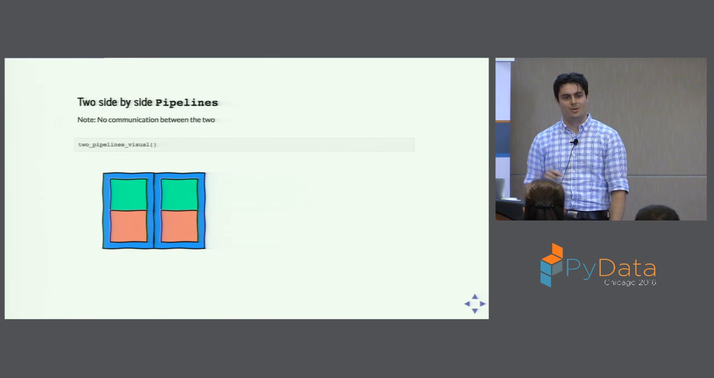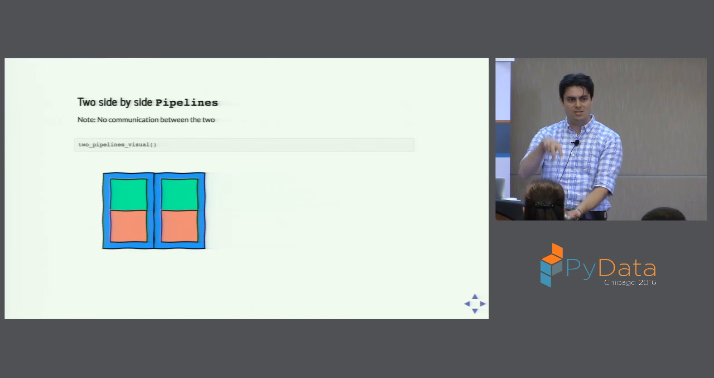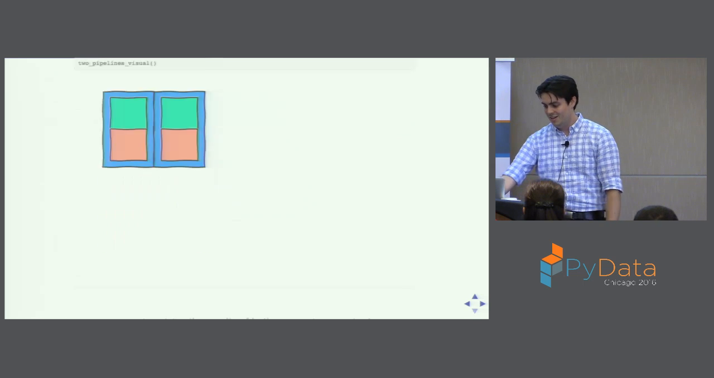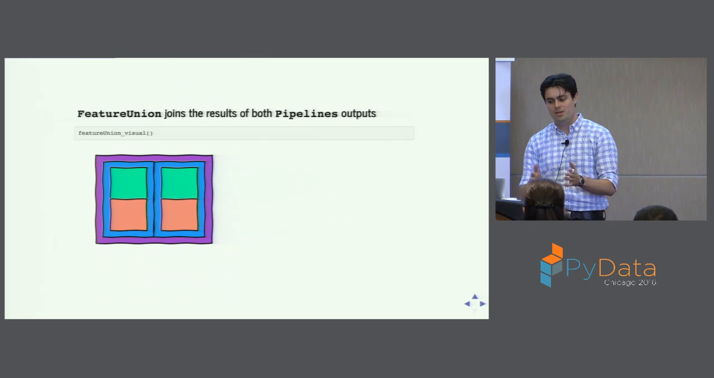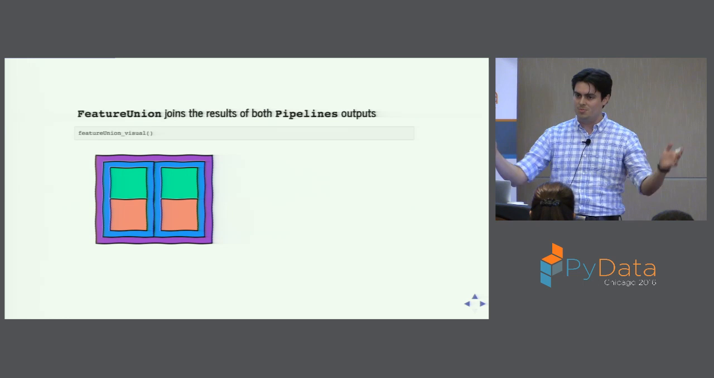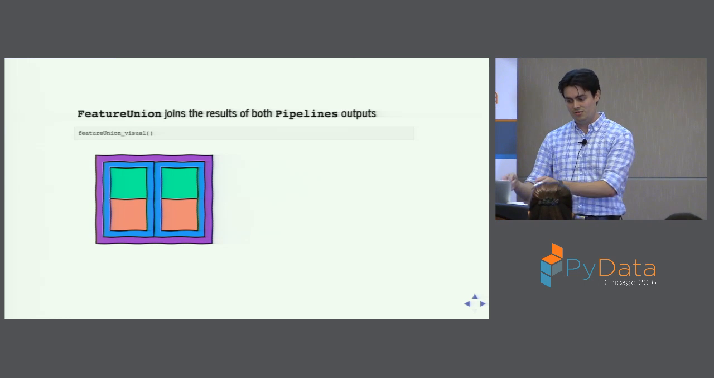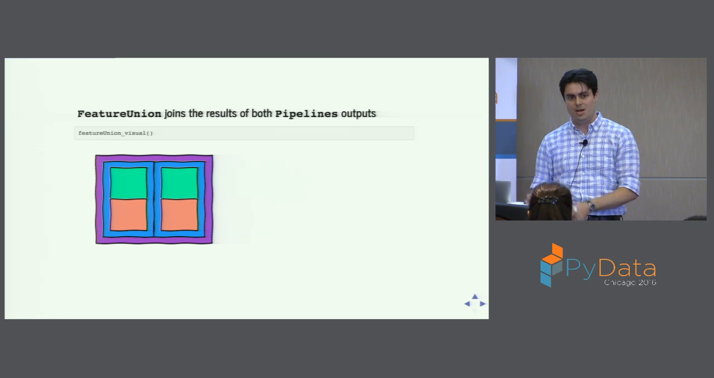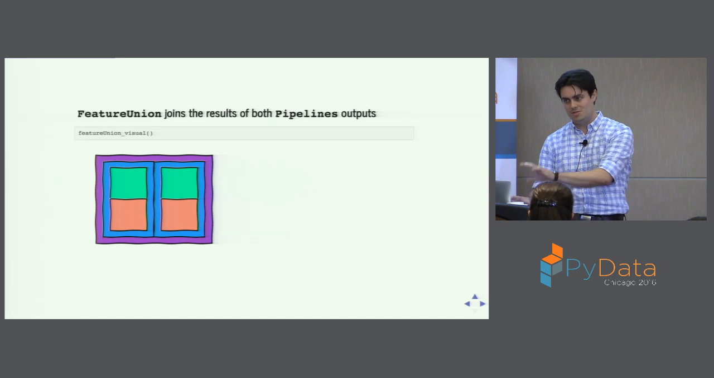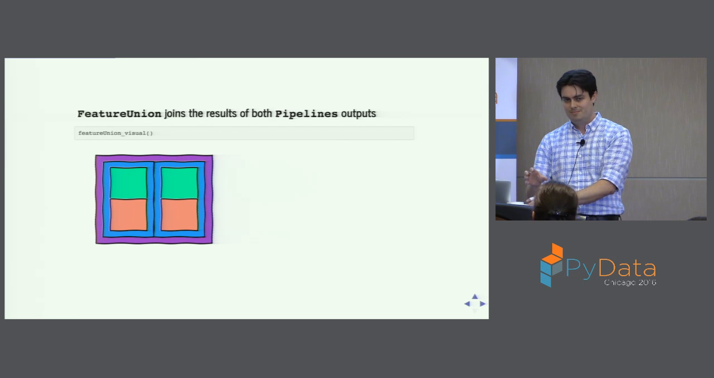Here are two towers, two pipelines, right? But these are just stacked side by side. They're not actually communicating across. Hopefully we all see where this is going, because there's a fourth part, and that fits the two together. Feature union just joins the result of whatever steps are inside of it. In this case, inside of this feature union, there are two pipelines, so the output of each of those pipelines is joined together. Inside of each of those pipelines, there's an estimator and a transformer.